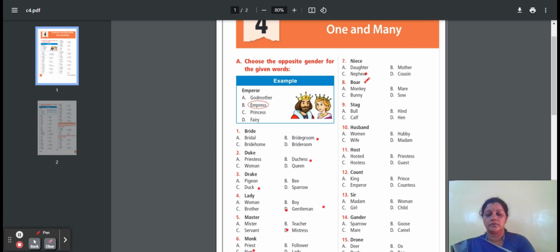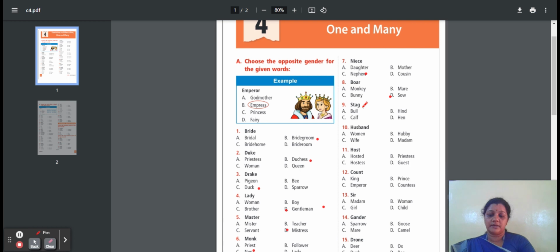Eighth one, boar. A male pig is called boar. Here are the options: monkey, mare, bunny, sow. Monkey, we all know, an animal with a long tail which lives in trees. Mare, a female horse. Bunny, a rabbit. Sow, a female pig. So here is the answer, option D. Boar, opposite gender is sow.